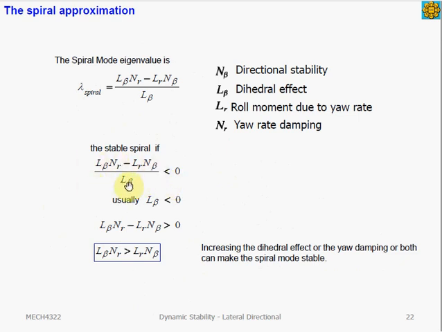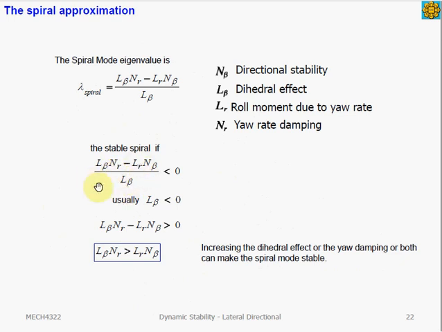Note that the L beta stability derivative, which is the lateral stability derivative, is usually a negative value for statically stable aircraft. You can recall this from the condition for rolling static stability, that we want the Cl beta to be less than 0. So the same thing applies here: the L beta stability derivative must be less than 0. The L beta is also called the dihedral effect. Note also that the N r stability derivative, which is also called the yaw rate damping, is also usually negative.